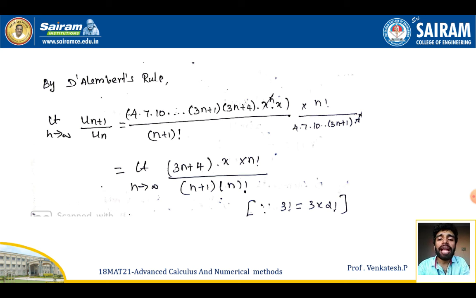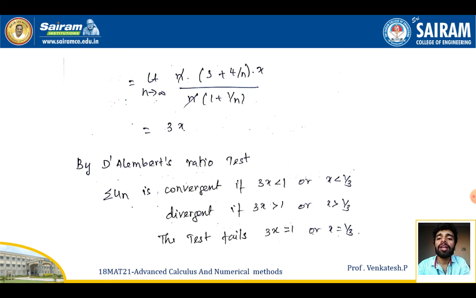So on cancelling the n factorial, the solution will be limit n tends to infinity 3n plus 4 by n plus 1 into x. I got it. So on applying the limit here, I will get infinity by infinity form, so I am taking n common factor to make the equation simpler. So on applying the limit, I will get 3x as the solution.